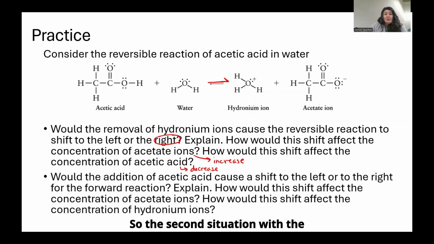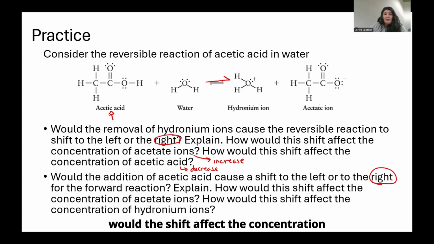So the second situation, with the addition of acetic acid, so we increase acetic acid, would cause a shift to the left or to the right for the forward reaction? So what would happen is if we add more reactant, we have a lot more reactant that we can use in this equation. So we're going to be able to use it in order to make more products. So it's going to go to the right. We are going to consume the acetic acid and make more product.